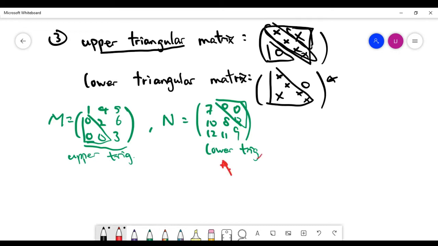So just to illustrate the idea, as an example, let's look at the matrix N. If you look at the determinant of N, what you can do is the cofactor expansion on the first row because you see, these two terms are zeros.